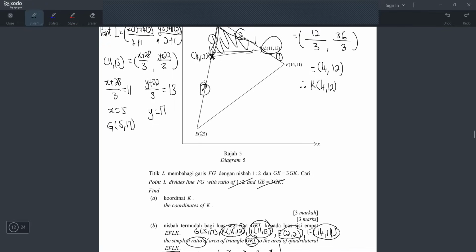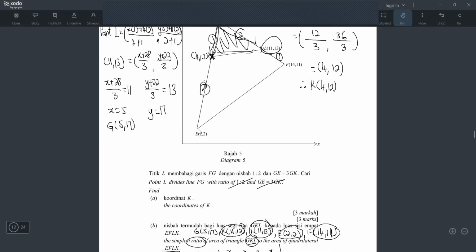For example, I start with E. It means the next one I cannot write L. I can write K, I can write F, but I cannot write L. Let's say I write E and then I write K. Then the next one must be L and then F already. I cannot write the order to be E, K, F, L. That is definitely wrong because K has no line connected to F either.